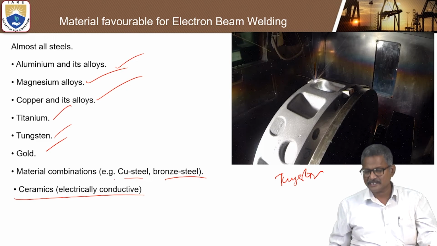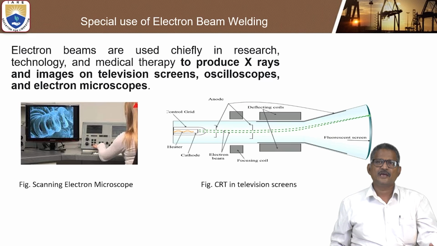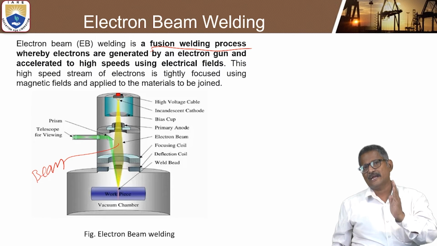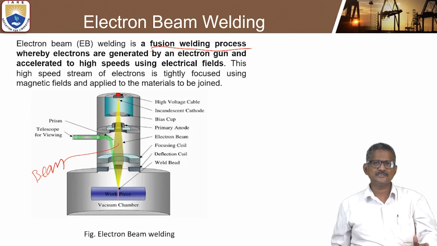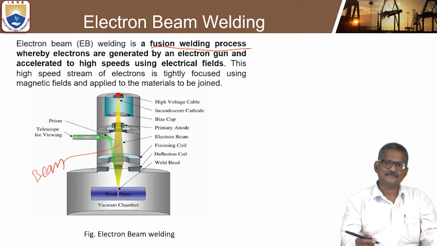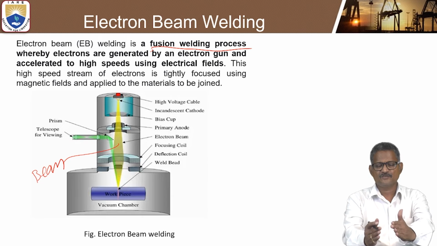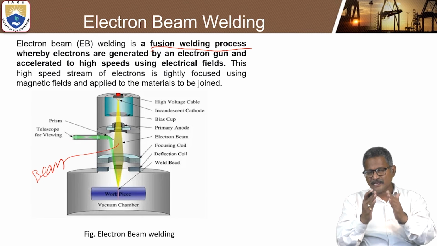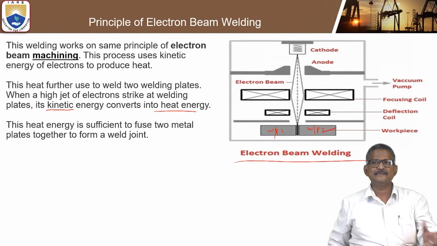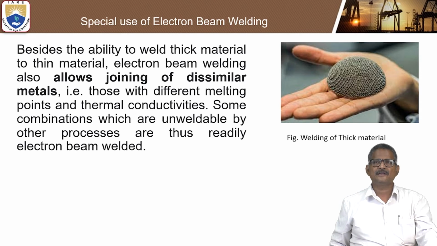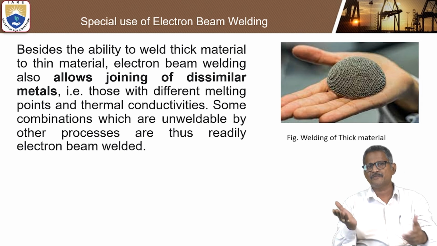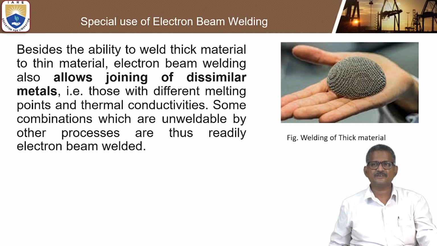I hope the students can understand clearly about this electron beam welding process, one of the most important advanced fabrication processes. This is a three-dimensional figure where you can understand, starting with the cathode, how the electrons flow in a triangular manner, again at a focal length, to be joined effectively. And this is the basic fundamental principle and a special use of electron beam welding, where dissimilar types of metals can be joined together effectively.